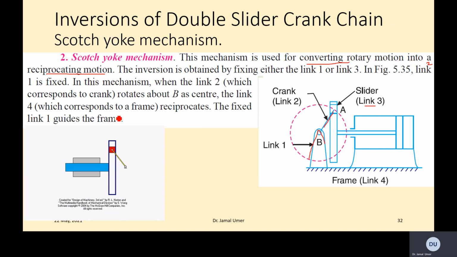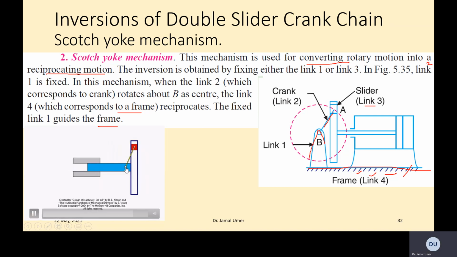The link 4 which corresponds to frame. So this all is frame. The fixed link 1 guides the frame. So link 1, the fixed link 1 basically is guiding the frame as well. So I think this animation will be easier to understand.